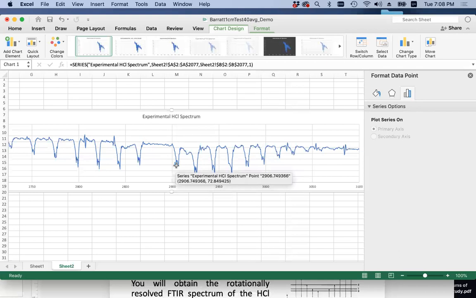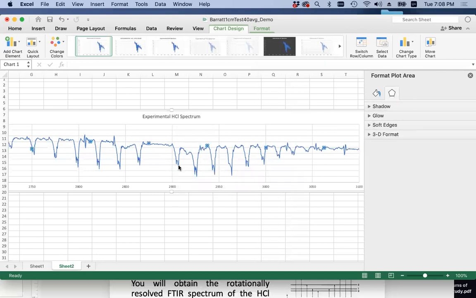And if I put my cursor very precisely at this point, then it tells me that this data point corresponds to 2,906 point... Let me make sure I'm doing this correctly. Okay, so this one was 6.749. This one over here looks like it's 4.338. Okay.